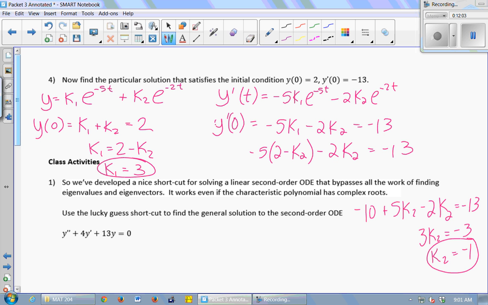So you do have to be careful not to just circle the values of the constants and move on. When they're actually asking for a solution, you've got to write down a function y, replacing the k1 and the k2. Minus 1. So that would be your final.